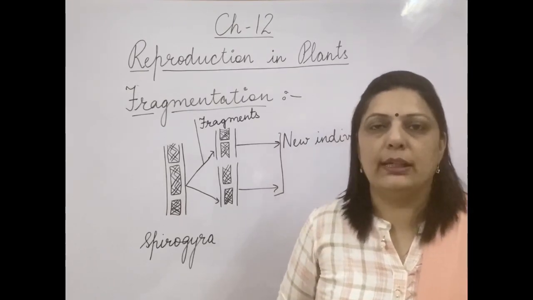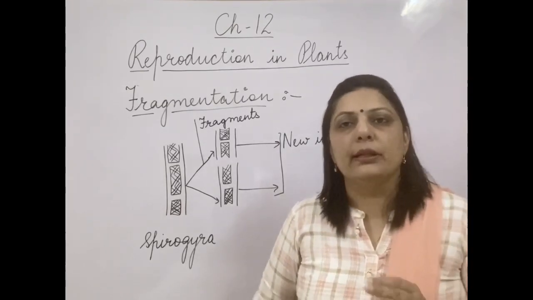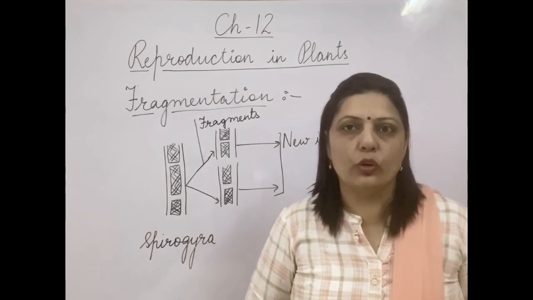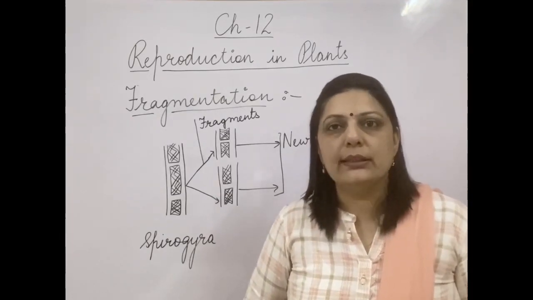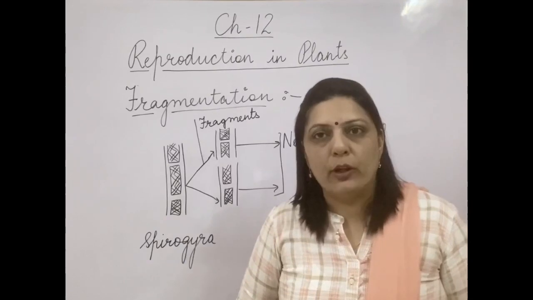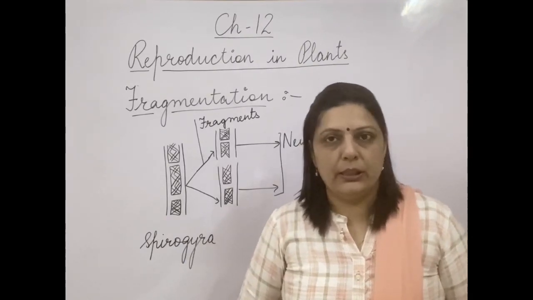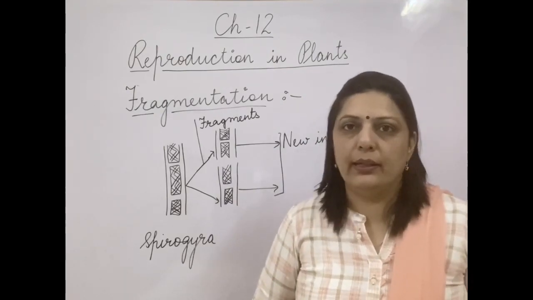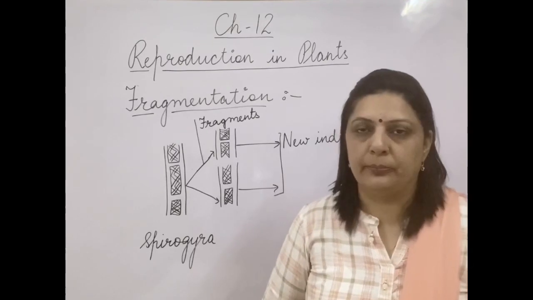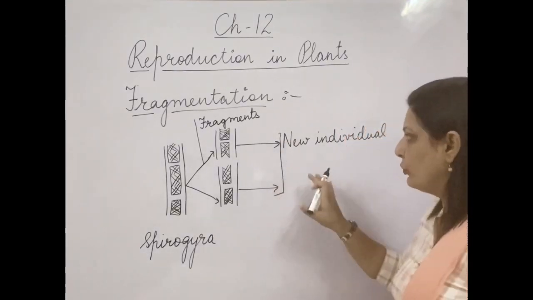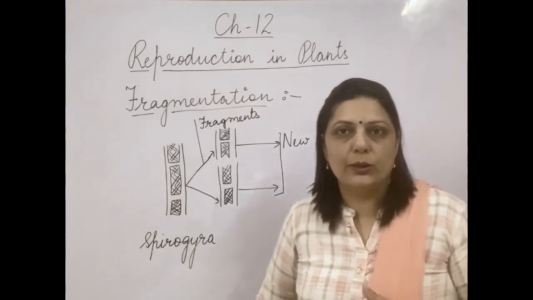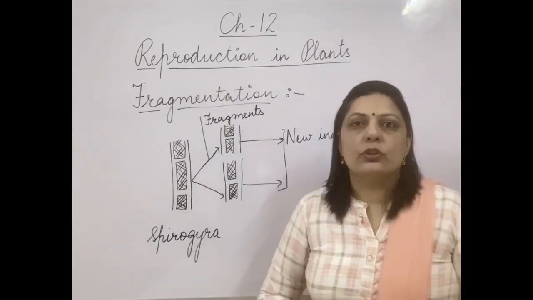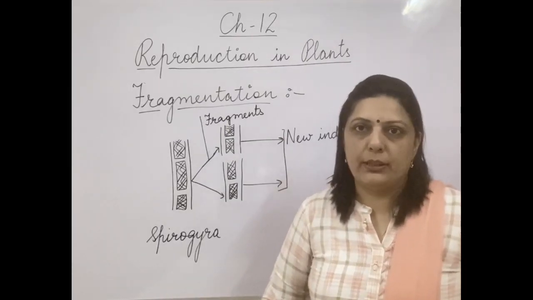Now this process in which an organism divides into fragments and each fragment attains the ability to grow into a complete individual is termed as fragmentation. So Spirogyra has the ability to multiply by fragmentation, and this is the reason it covers the whole area very fast with its green color patch. Now fragmentation leads to formation of new individuals, and then those new individuals further continue fragmentation and lead to formation of a large number of individuals. So this is how the process of fragmentation takes place.